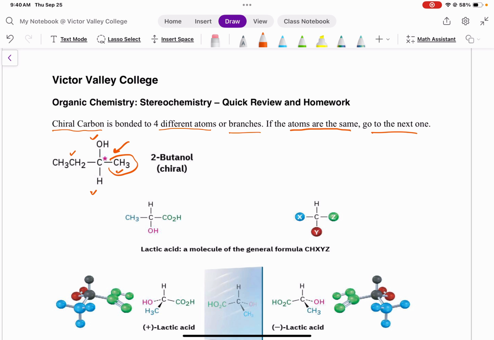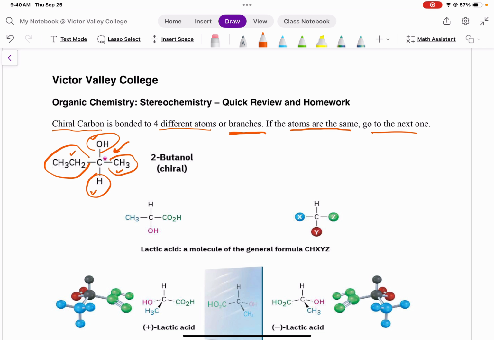Or you can just look at it in the substituents way or the branches way. It's a methyl and that's an ethyl. So that's different. Okay, and you got a hydroxy, you got a hydrogen. So four different atoms or branches. That carbon is chiral. We put a star on it. And if you remember, if a molecule has one chiral carbon, the overall molecule is chiral.